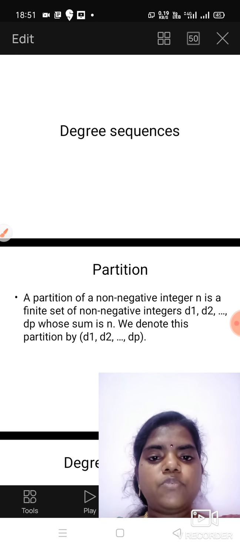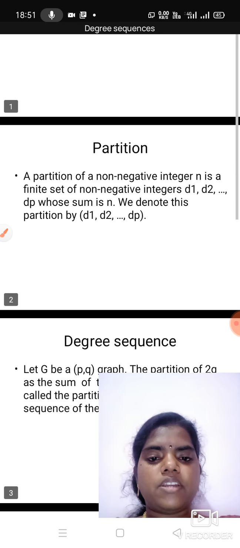Hello everyone. In this video, we are going to see about degree sequences. Before seeing the definition of degree sequence, first let us see what is partition.